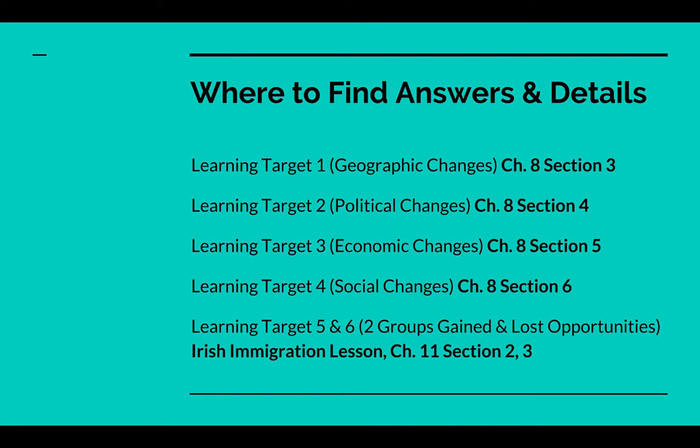Learning target 5 and 6 are about 2 groups. For 5, you discuss how they gained opportunities, and then for 6 you have to discuss how 2 different groups lost opportunities. So one group that you can talk about is the Irish from our Irish immigration lesson, and second, your group should be African Americans. So you can look at your resources from our Irish immigration lesson, and then in Chapter 11, look at Sections 2 and 3.